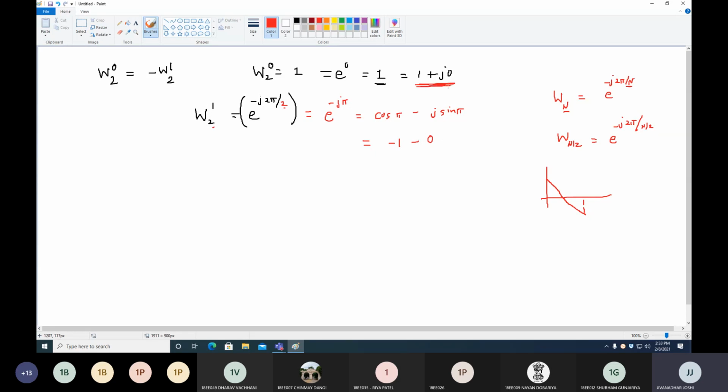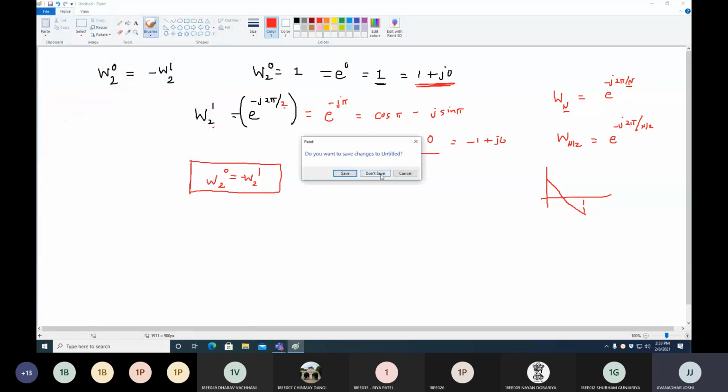W2 raised to 0 is 1 plus j0, and W2 raised to 1 is minus 1 plus j0, right? So can I say that W2 raised to 0 is equal to minus W2 raised to 1? Is it correct to address the relation like this? Say yes or no. Yes, sir. Okay, so this is now proven.